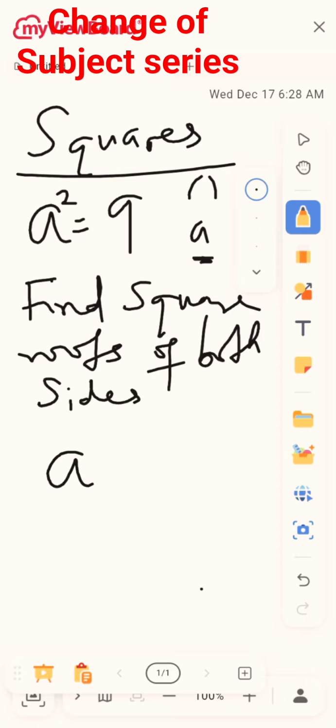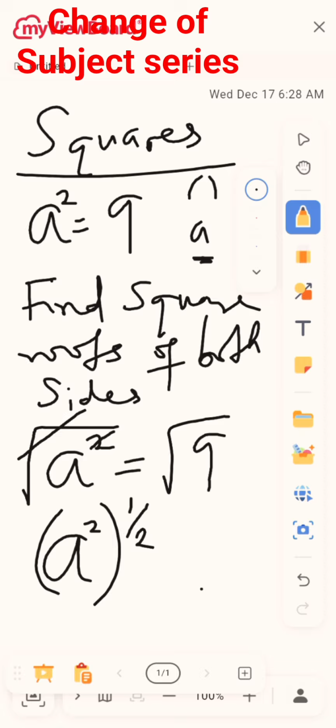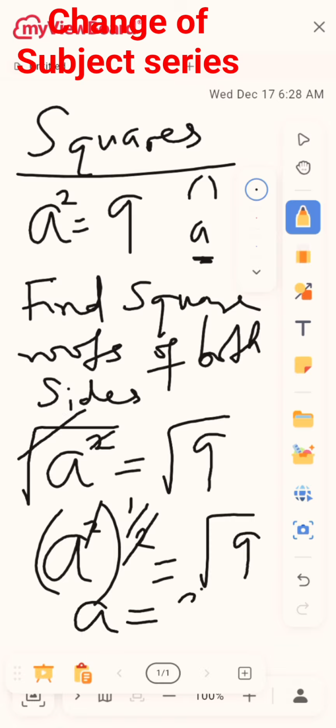So when we find the square root of both sides, that will be the square root of a square equals the square root of 9. So this square is going to cancel the square root, because a square root is like a half. It's just like having a square raised to the power half. That's the meaning of square root. So this cancels this. So a equals the square root of 9, and the square root of 9 is 3.